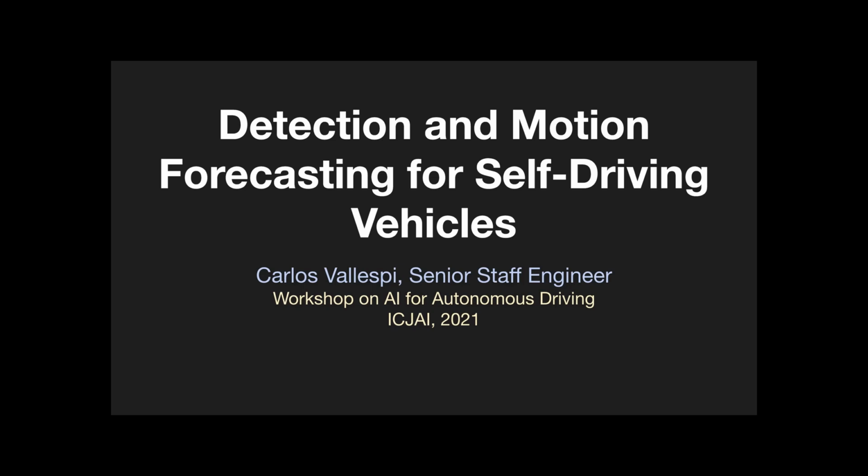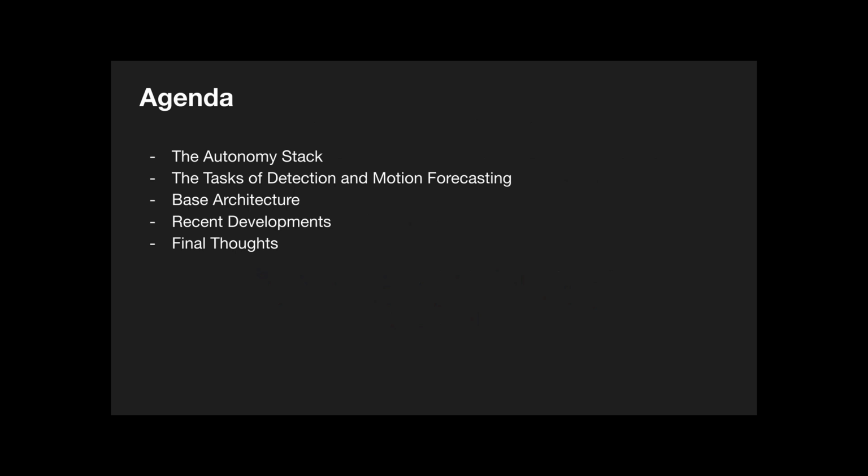And as you'll see, I'll be covering a little bit the evolution, how this concept started, and some of the more recent developments. Let's get started. So first, I'll show the autonomy stack. Then I will present the task of detection and motion forecasting. Next, I will cover what is a base architecture for solving these tasks. I will follow with the recent extensions to the base architecture that significantly increase the baseline performance. Finally, I will wrap up with my thoughts.